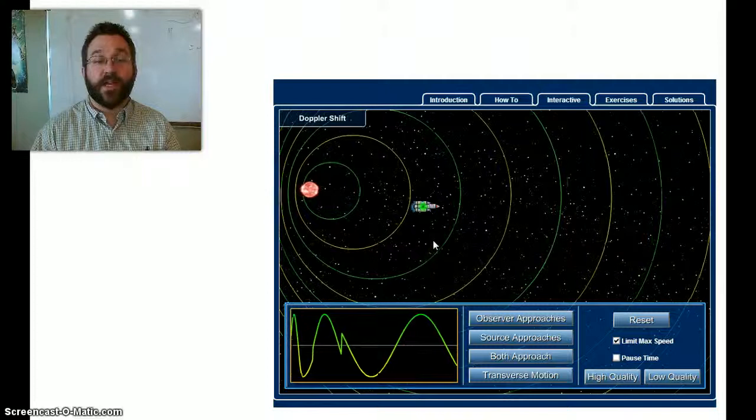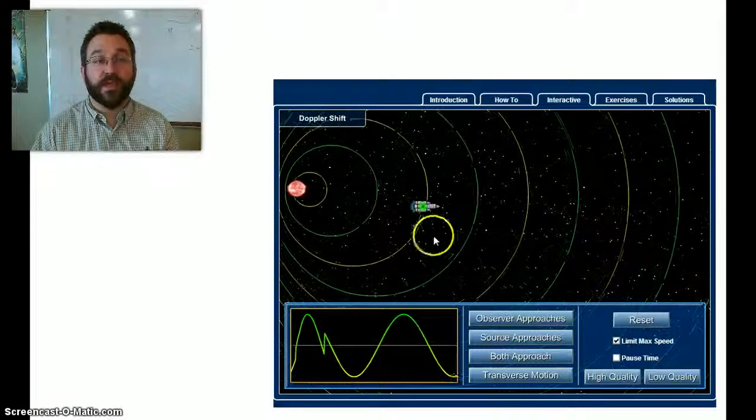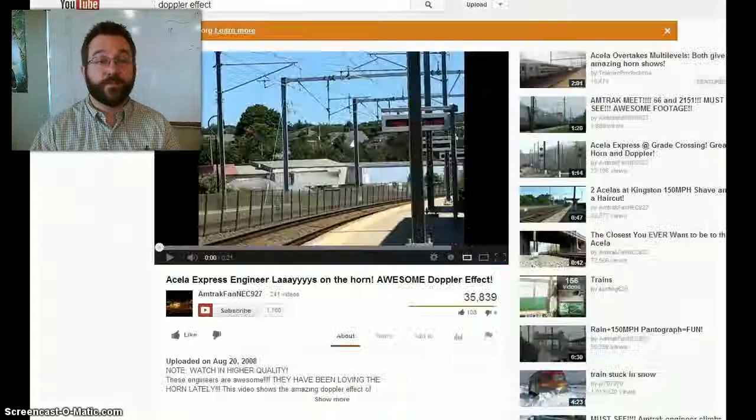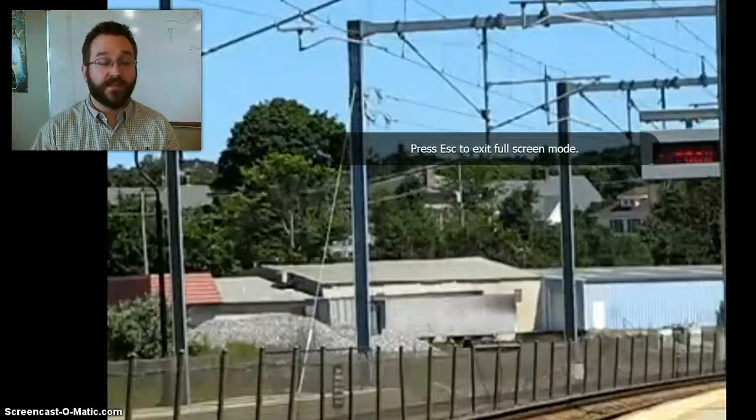But the Doppler effect can happen with anything producing waves. It can happen with sound too. You've probably observed it before. This is a video of a train. Let's listen and hear.